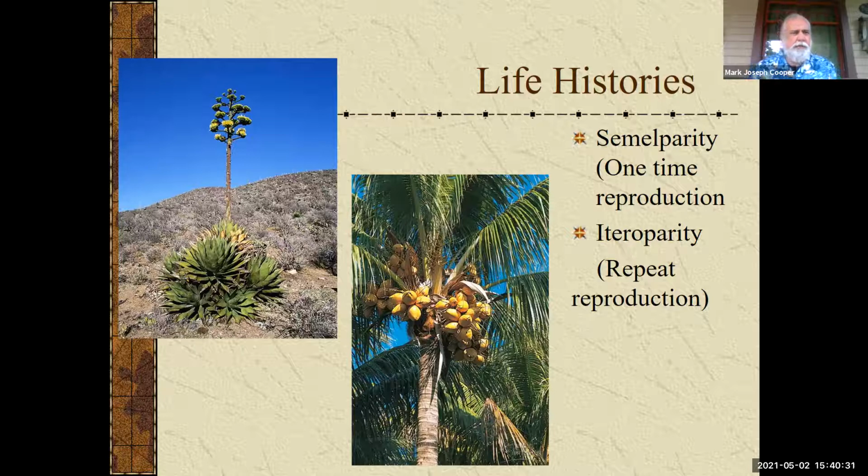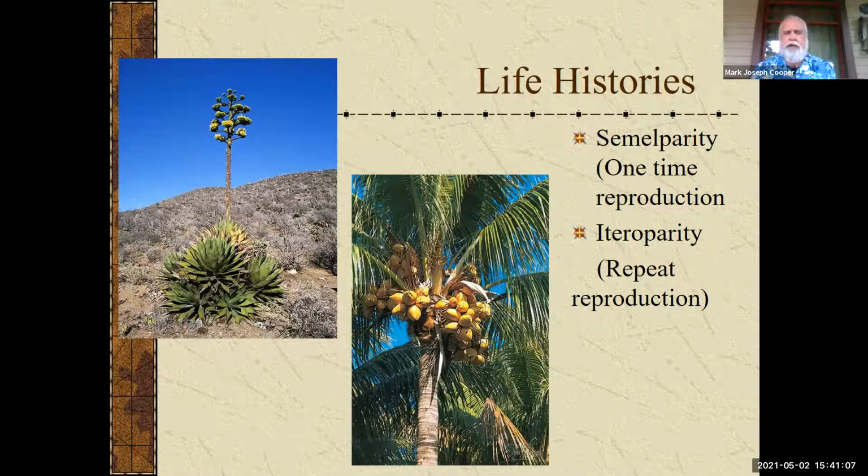What they do is they go all their life, they grow, and then they reproduce one time. So what you're looking at here is a big, huge flower. When this thing comes up, it'll drop all its seeds, and this plant below it will die. On the right here is the repeat reproduction, where they can reproduce every year, and that's iteroparity, and that would be types of palm trees. Yeah, so you can see the fruit underneath.